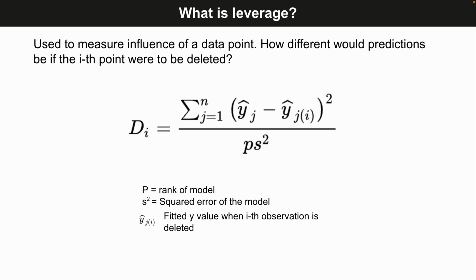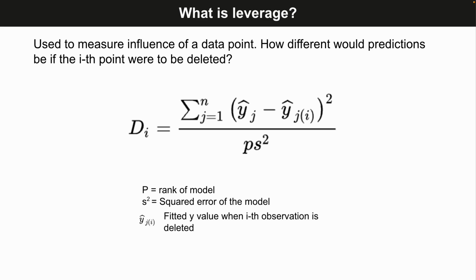So yj(i) is the fitted y value when the ith observation has been deleted. Yj hat is just your normal predicted value for the jth point. What is the overall difference divided by the overall variance? That is a measure of Cook's distance, or leverage. For each point you can calculate how much leverage it has. If deleting it does not lead to a massive change, the leverage is going to be small. If it does, this value is going to be higher, and that means it's a higher leverage point. Okay.